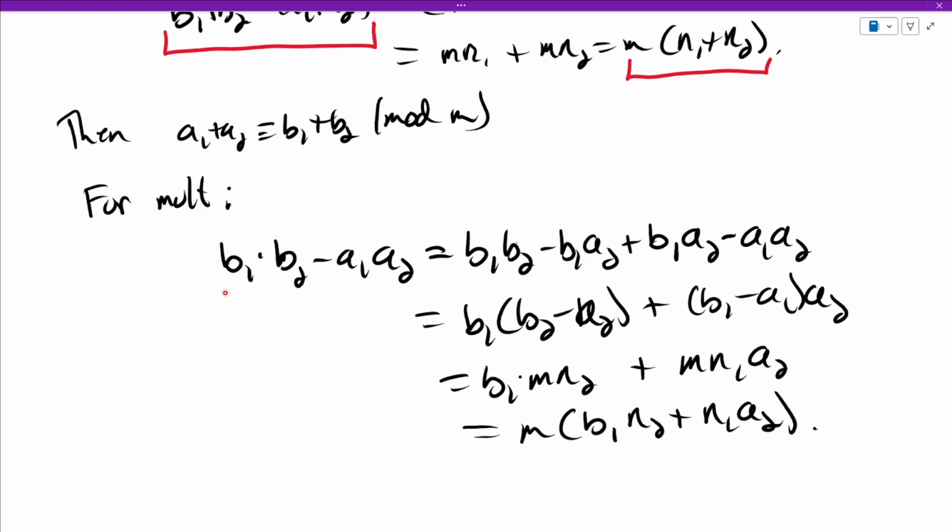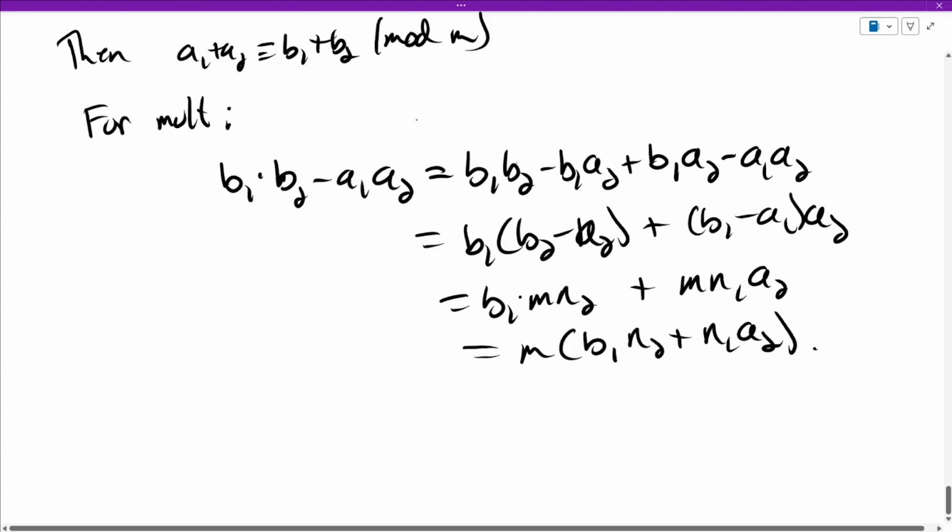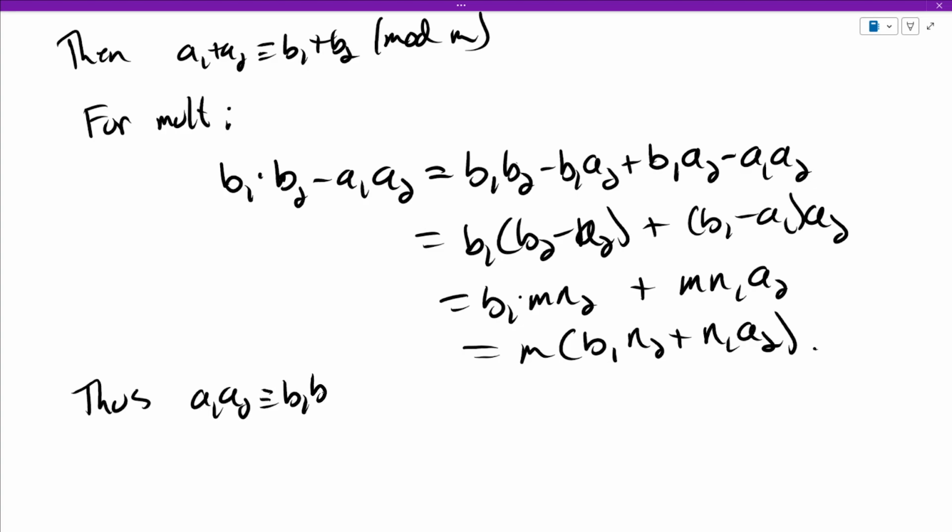So on the far left-hand side, we have the relevant difference we wanted to look at. And on the right-hand side, we have a multiple of m. So what must be true? Well, a1 a2 is congruent to b1 b2 mod m. All right, so what this is telling us then, that's the end of our proof.